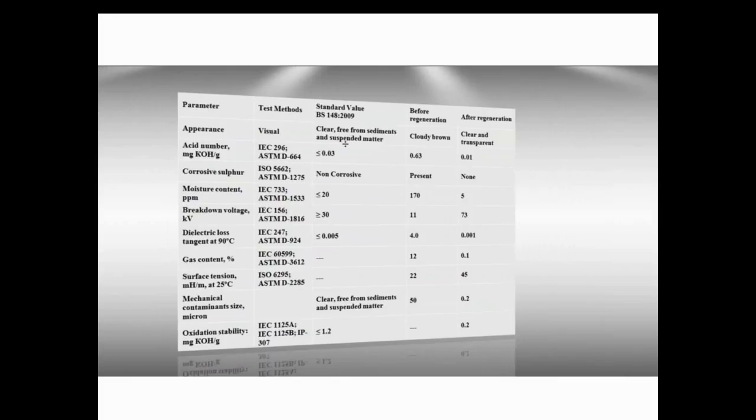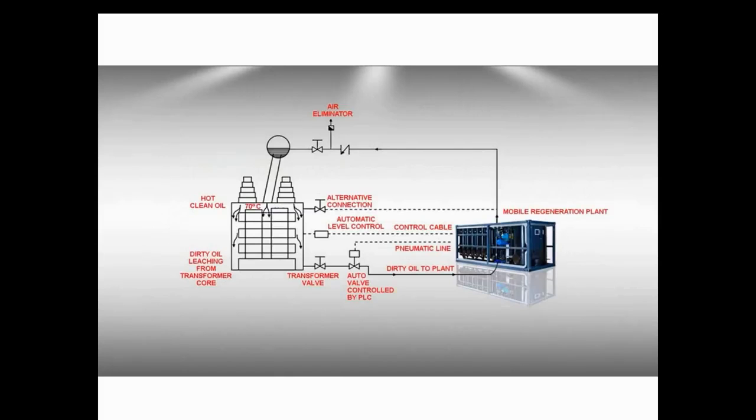This is how you can typically install a regeneration plant at site. Here we can see transformer valves and a special automatic valve. Oil comes to the machine, undergoes a regeneration cycle and goes back to the conservator, through the eliminator and check valve. And if you operate this circuit in this direction, you can operate on an energized transformer.